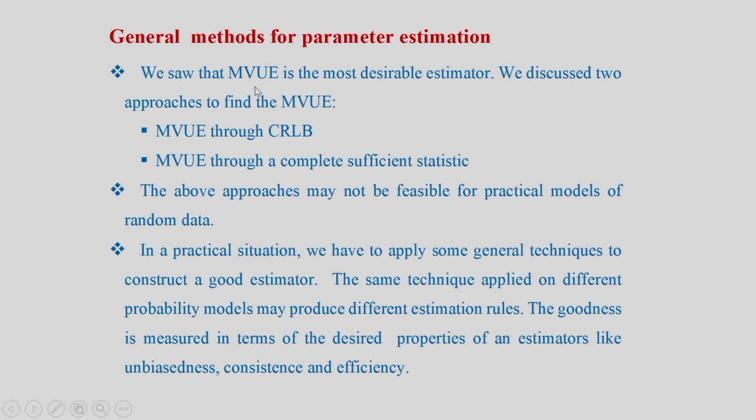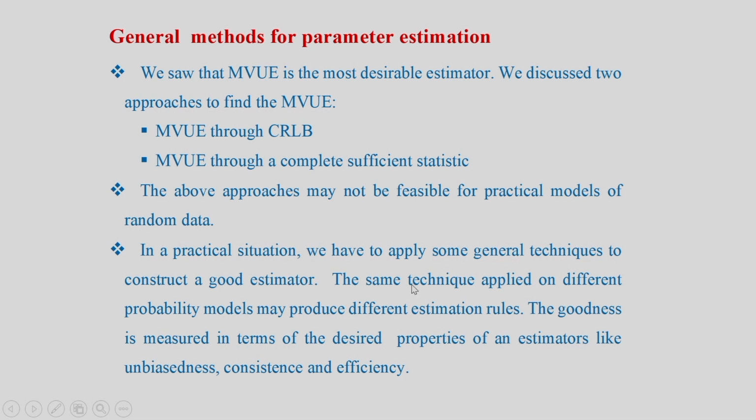We saw that MVUE, minimum variance unbiased estimator, is the most desirable estimator. We discussed two approaches to find the MVUE: MVUE through CRLB and MVUE through a complete sufficient statistic. The above approaches may not be feasible for practical models of random data. In a practical situation, we have to apply some general techniques to construct a good estimator.